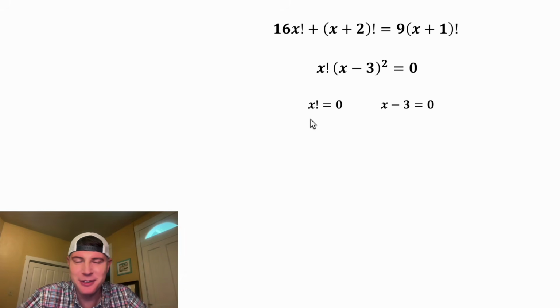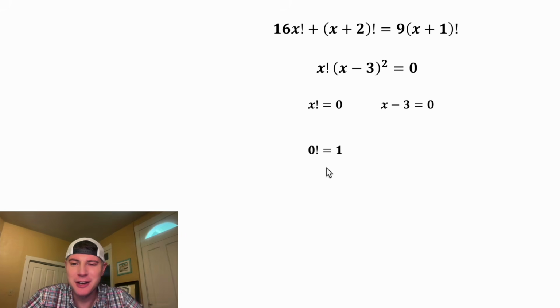It might feel like 0 is the solution to this, but 0 factorial equals 1. I've made a couple of videos about why this is equal to 1, and I suspect there's probably over 1,000 videos out there explaining this. So I'm not going to spend time going over it right now.